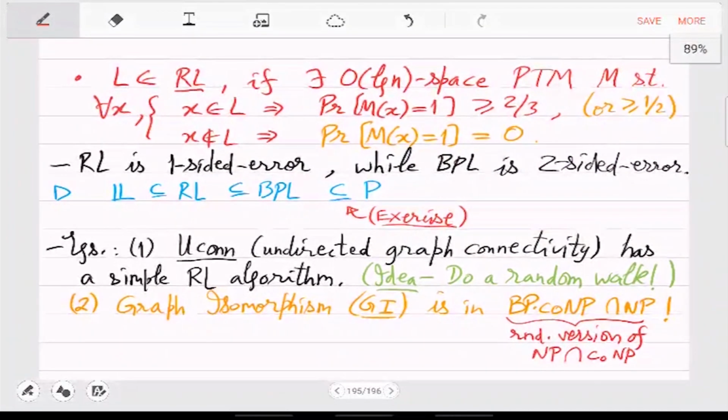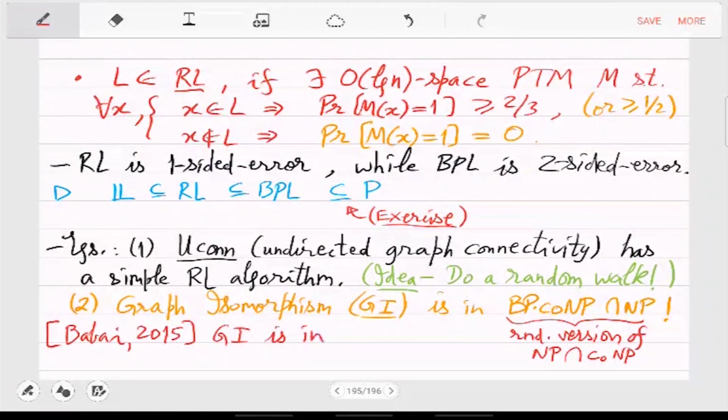And in a major breakthrough, Babai gave an algorithm in 2015. Okay, so not many years ago, Babai showed that graph isomorphism is in quasi P. So what is quasi P? This is slightly above polynomial time. The time complexity is something like 2 raised to log n to the C.